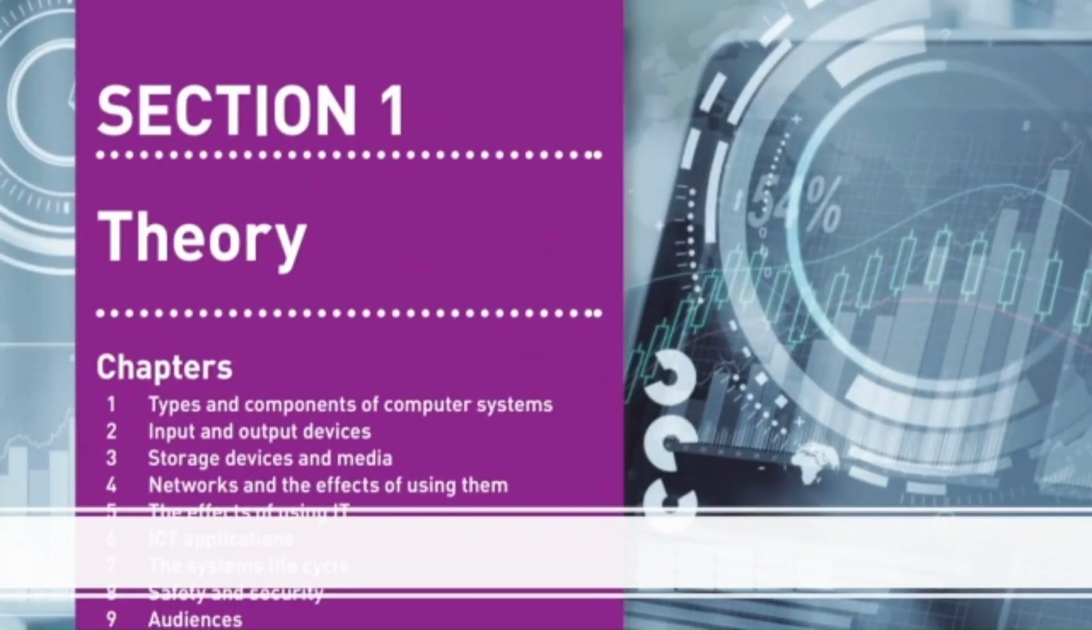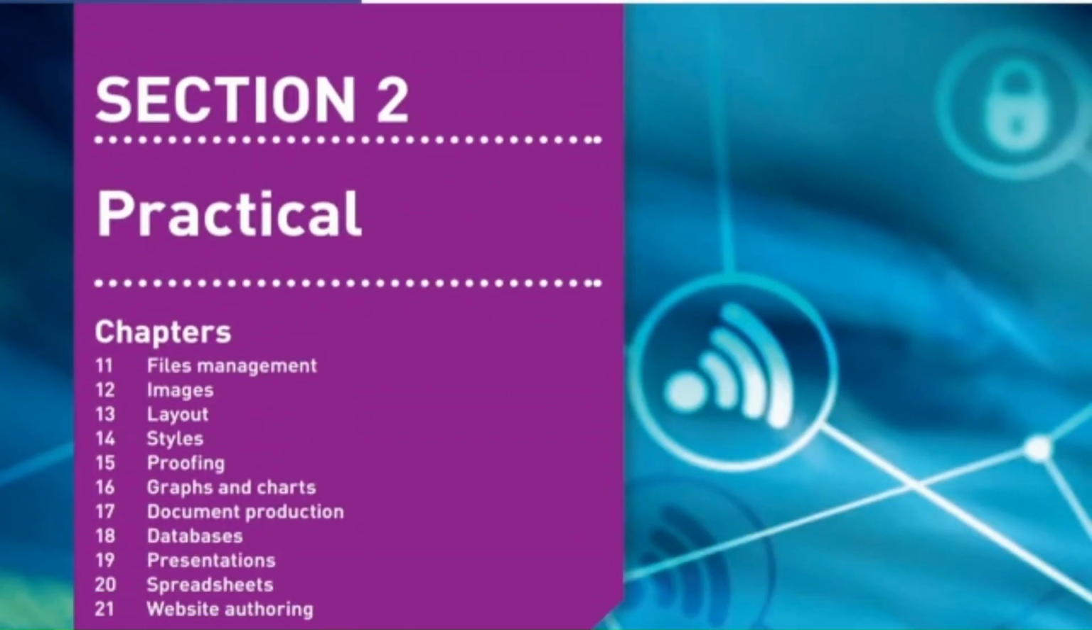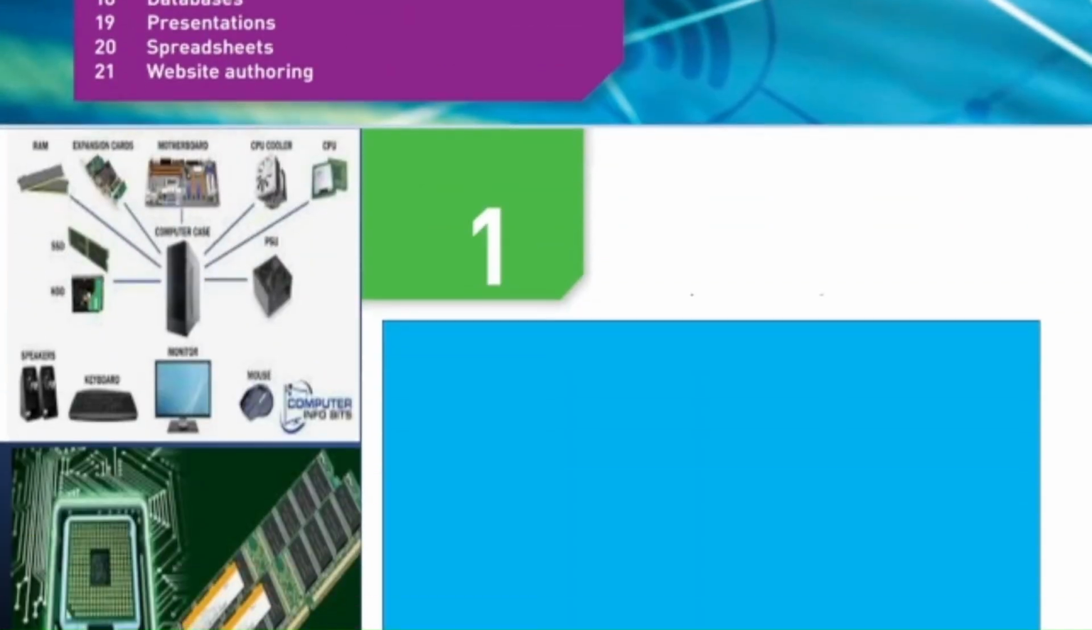In section 1, the theory concepts will be covered in the first 2 terms, from types and components of computer system till communication, and in section 2 all the practical skills will be covered by using different applications from chapter number 11 to chapter number 21.